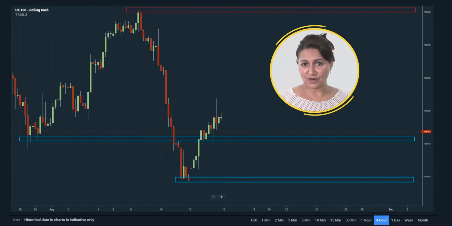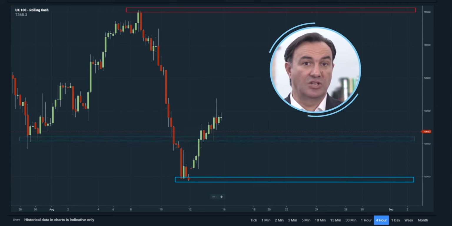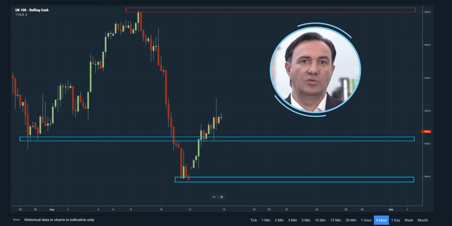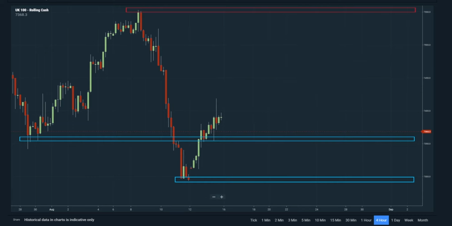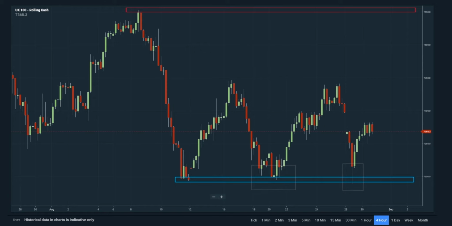Are any of these levels stronger than the others? Well, because this one has been tested twice and not held, I would say it looks to be fairly weak. If we let the chart run forward, the first potential support level gets tested and fails again. So we can probably discount that one as being psychologically important. But the lower support level gets tested a few times here and holds. So I'd immediately give that level more weight in any analysis. It is a confirmed support level.